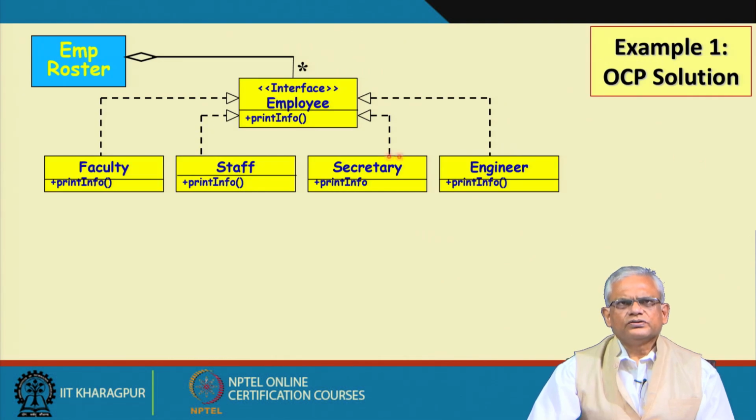The OCP compliant solution is that the employee roster aggregates employees, where employee is an interface, and the different concrete classes implement the employee interface. And here, even though there is a bug in these classes, or there are performance issues, or new employees are added, the employee roster, the classes which are invoking the methods of the employee, do not have to change. So, this is the main idea here, a very important principle, the open closed principle.